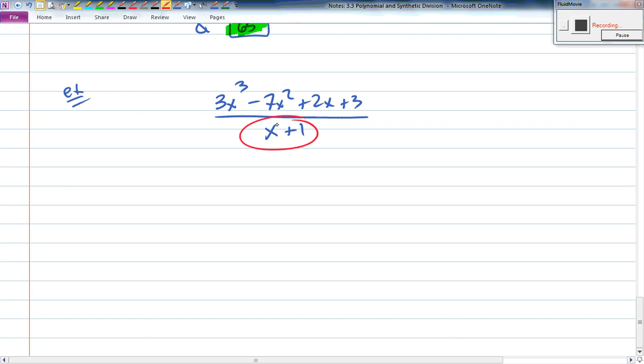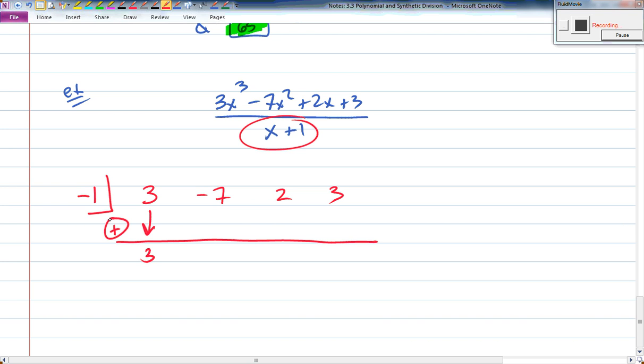Because I'm dividing by the right proper form, I'm going to take the opposite of c. In this case, c is represented by a 1, so the opposite of that would be negative 1. I'm going to set up my leading terms: 3, negative 7, 2, 3. Skip a line, draw a line, and bring down the 3. And we're going to add this stuff up.